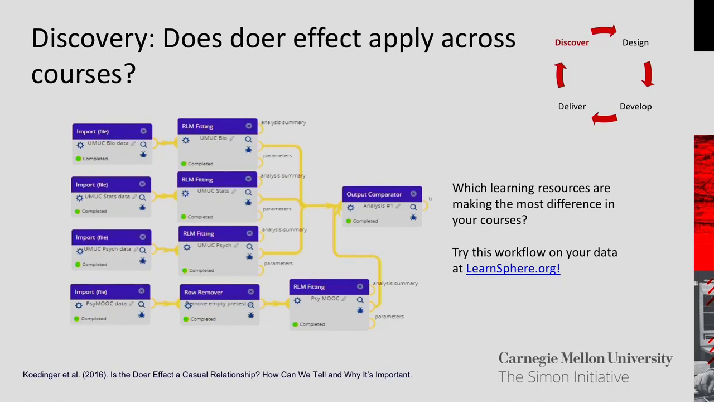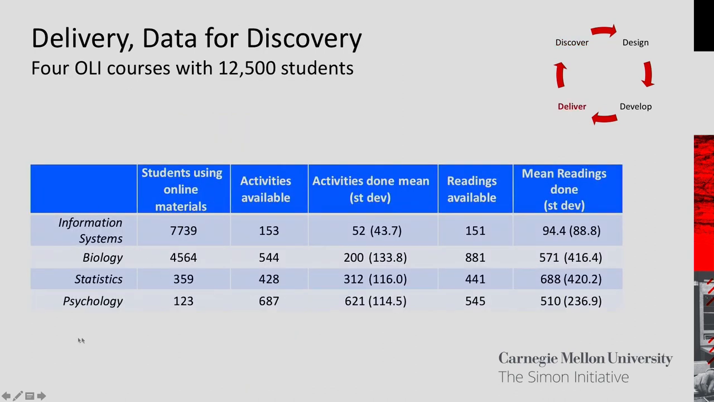But another thing that we often aspire to but don't often do enough is to test hypotheses like this across multiple courses. So this is just one course. Well, with LearnSphere's tool, it's pretty easy to create a workflow and then import different data sets from different OLI courses in this case and do this analysis with each one. No programming needed. This is all drag and drop, and each one of these intermediate results can be viewed here.